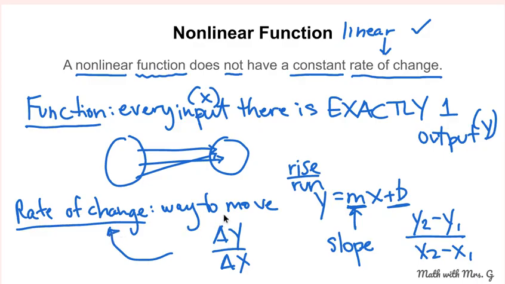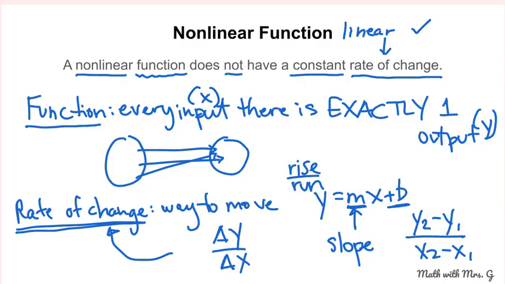All of these things are a way to talk about rate of change. So we're trying to make sure that we can look at all the different things, tables, graphs, equations, and determine what is the rate of change. Because to answer the question about nonlinear or linear, we need to know, does it have a constant rate of change? So this piece is really, really important.